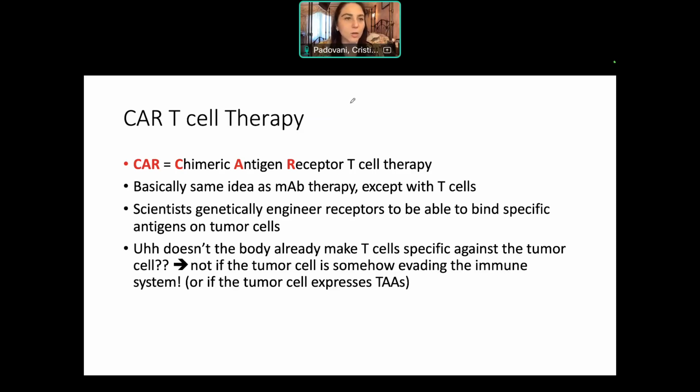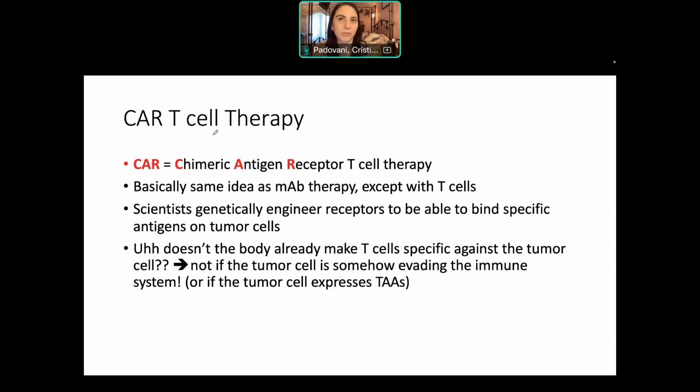CAR T cells. It's one of my favorite things ever. CAR stands for chimeric antigen receptor T cell therapy. This is basically the same idea as a monoclonal antibody, but now we're using T cells instead of antibodies. So scientists will genetically engineer T cell receptors to be able to bind specific antigens on tumor cells.